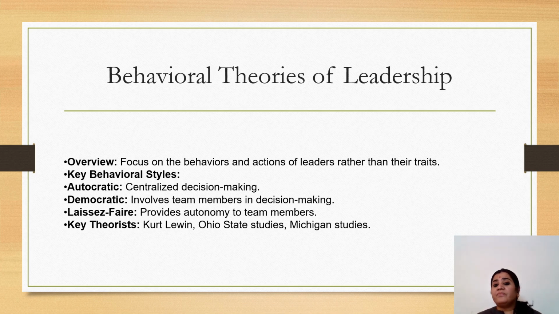Then we have laissez-faire. These types of leaders take a hands-off approach, providing autonomy to team members. This style works well with self-motivated teams but can lead to lack of direction. In this we have some key theorists. The first one is Kurt Lewin, who developed the three leadership styles, that is autocratic, democratic, and laissez-faire. And the Ohio State and Michigan studies identified leadership behavior in terms of initiating structure, which is task oriented, versus consideration, which is relationship oriented.